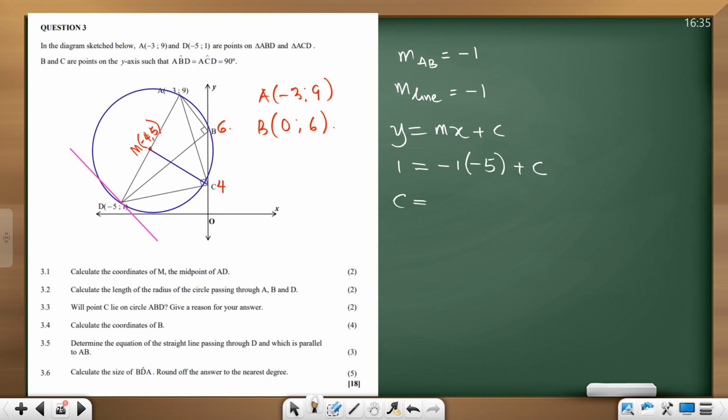What is the answer for C? I need an answer for C, guys. That's 5. Move it over, it becomes negative. 1 minus 5 is -4. What's the equation?